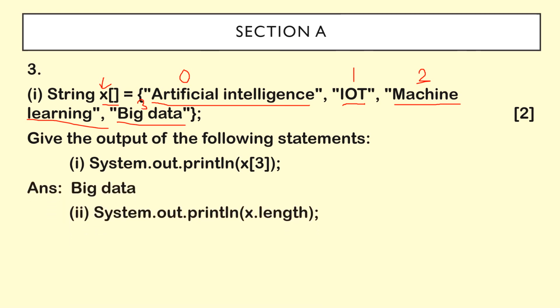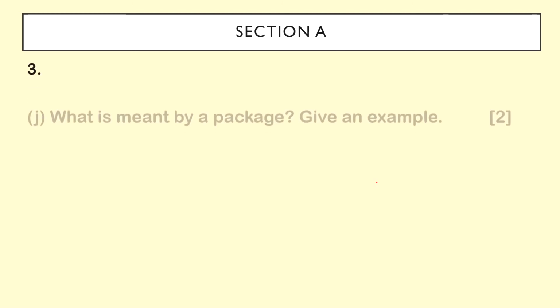Okay, and the next one is system.out.println x.length. So how many strings are present in this array? So here we start with the normal numbering since we are counting the number of data. So here 1, 2, 3 and 4. So how many? 4. So the length is 4, but generally for accessing data we start the counting from 0. So you should not get confused with it. Let's come to the next question.